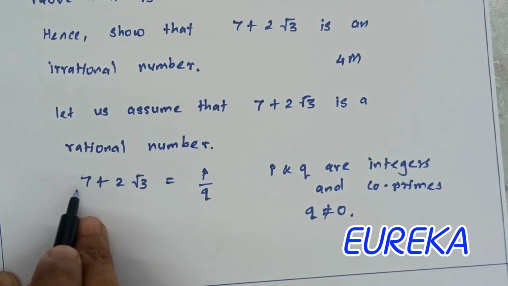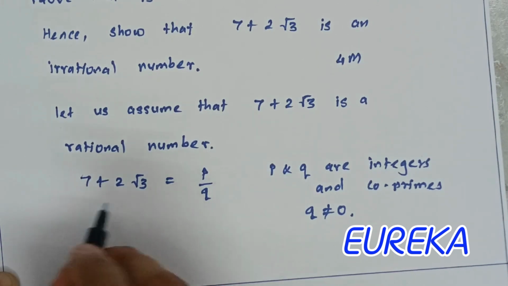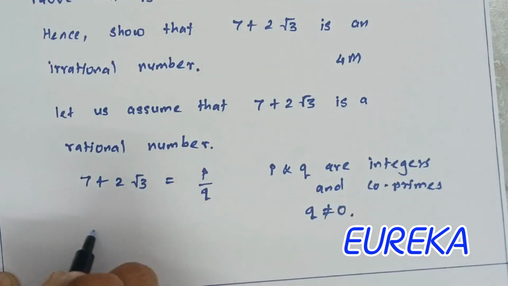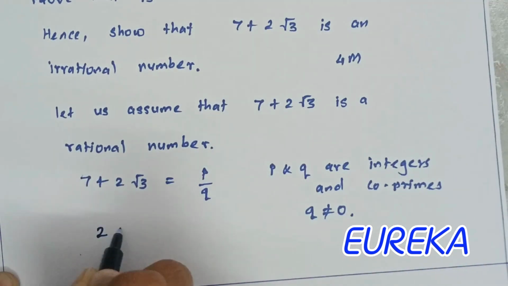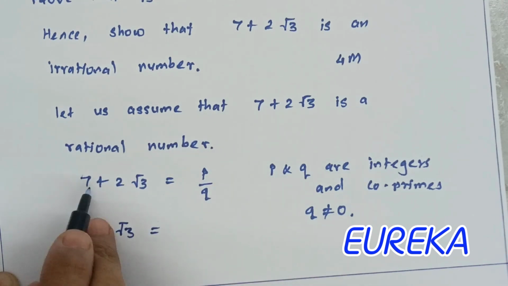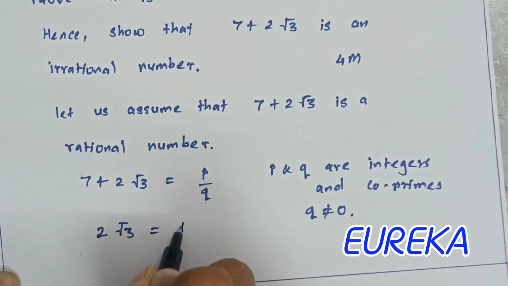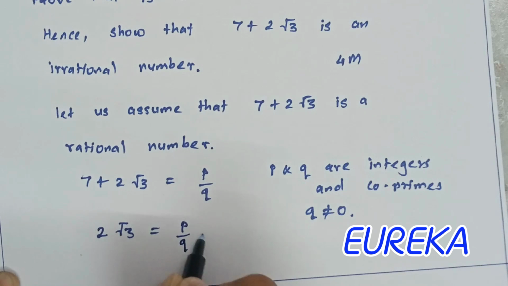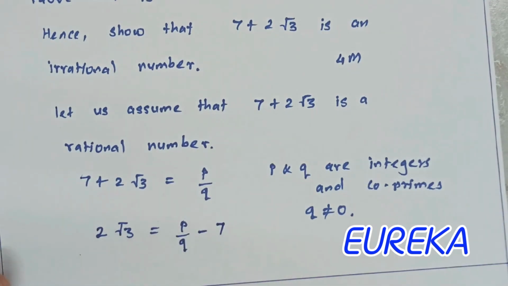2's relation with root 3 or 7's relation with root 3? I can say that 7's relation is weaker. So what I'll do? I'll send 7 on the other side. So what did I leave on this side? 2 root 3 is equal to p by q minus 7, since 7 is in addition. Is it very clear?